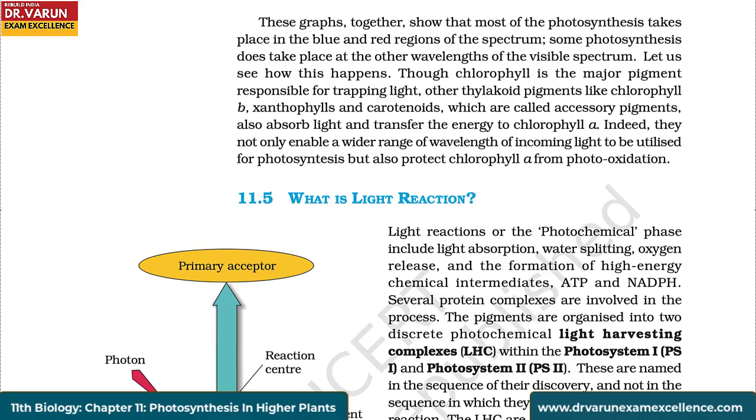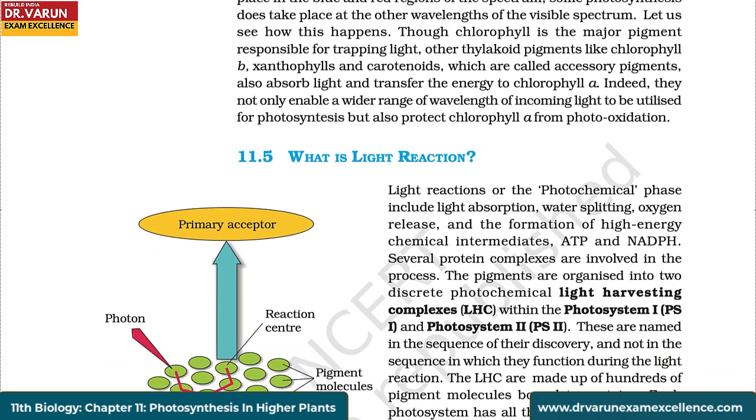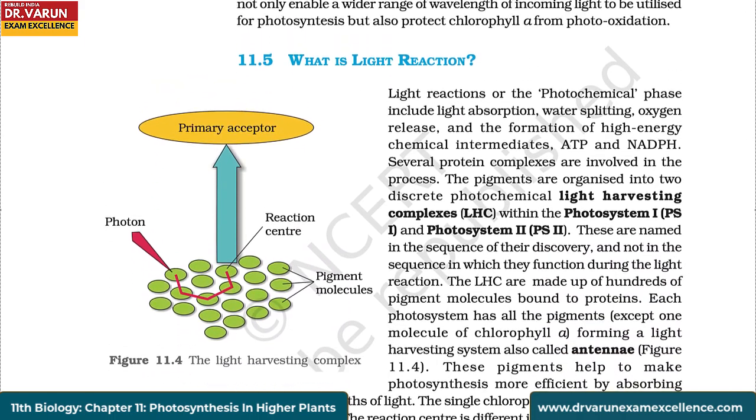Though chlorophyll A is the major pigment responsible for trapping light, other thylakoid pigments like chlorophyll B, xanthophylls and carotenoids, which are called accessory pigments, also absorb light and transfer the energy to chlorophyll A. Indeed, they not only enable a wider range of wavelengths of incoming light to be utilized for photosynthesis, but also protect chlorophyll A from photooxidation.